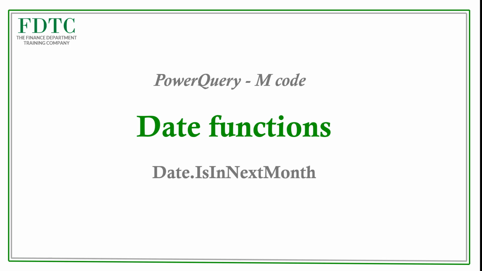Okay, in this lesson we're going to talk about the function Date.IsInNextMonth. Now this is a really useful function that identifies dates in a table that are in the next month from the month that we're currently in. So for example, I'm currently recording this in December 2020, so when we look at some examples, the function is going to look for any dates that fall in January 2021.